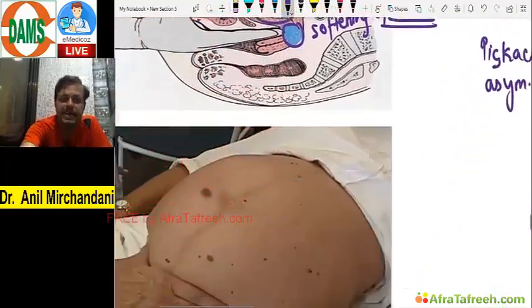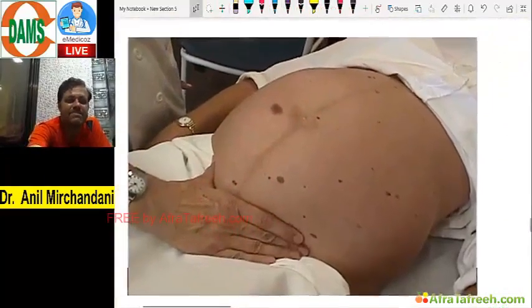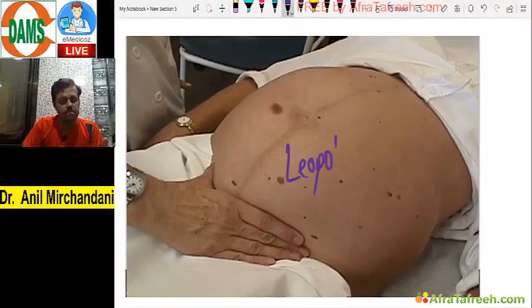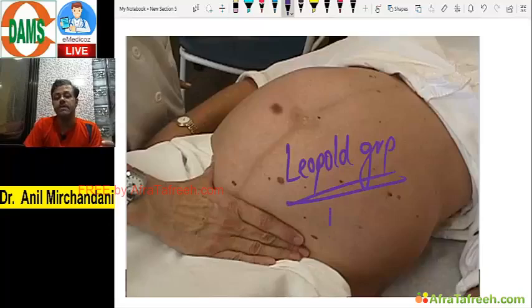Okay, guys, girls, this picture, I expect this picture to come in exam again. This is asked many times. This is Leopold grip. Tell me the grip number. This is grip number 3, also called as Pawlik grip.